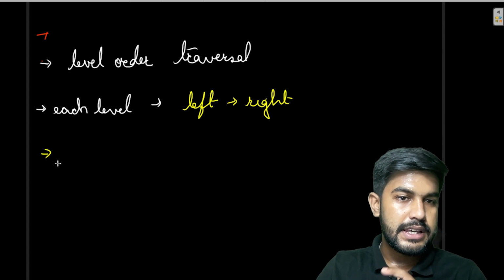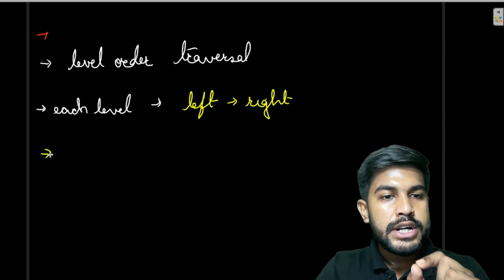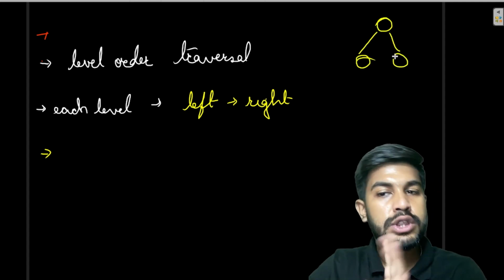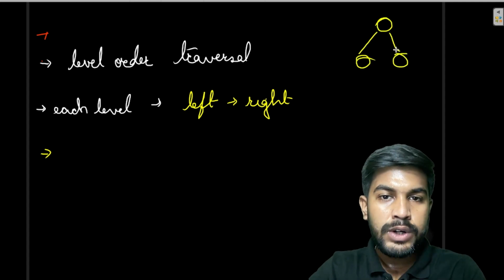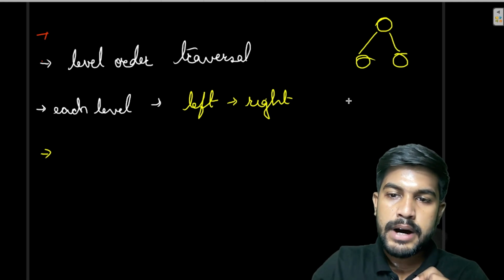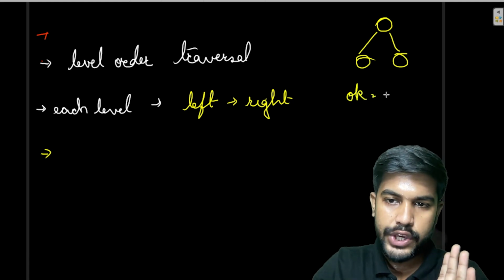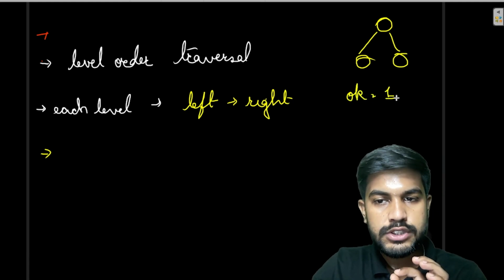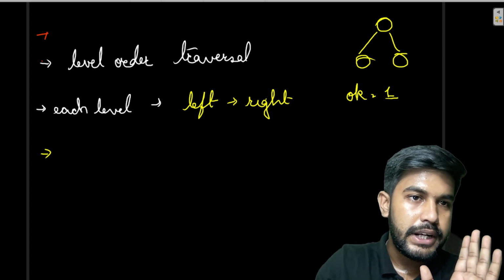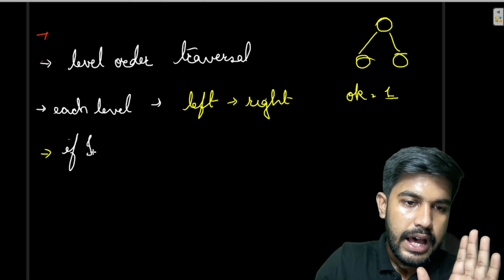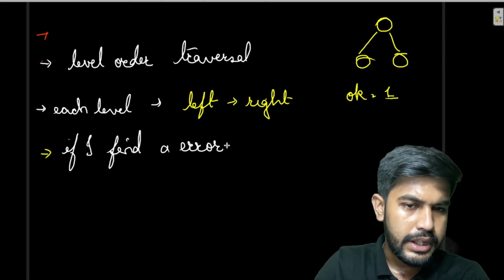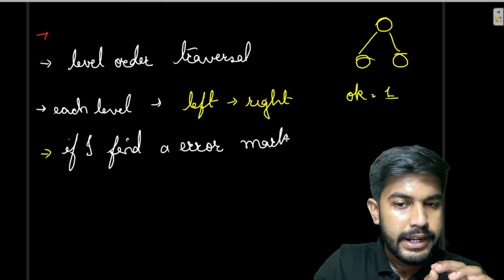Now what I would do is, if I encounter an incomplete node, and what is an incomplete node? A node which does not have both the children. If I encounter an incomplete node, I would mark it. Suppose I use an OK variable. Initially it would be false, but if I find an error, meaning an incomplete one, I would mark it.